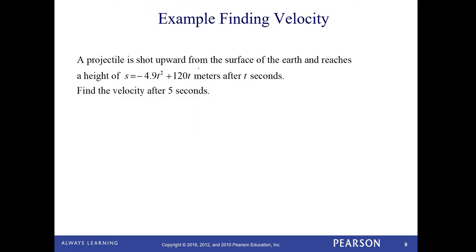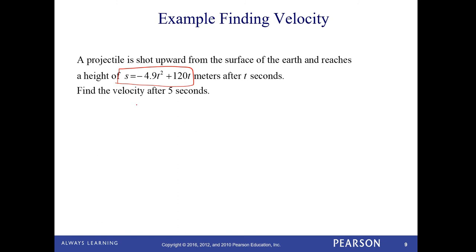So a projectile is shot upward from the surface of the Earth and reaches a height of s equals negative 4.9 t squared plus 120 t meters after t seconds. So there's our distance. We want to find the velocity after 5 seconds.